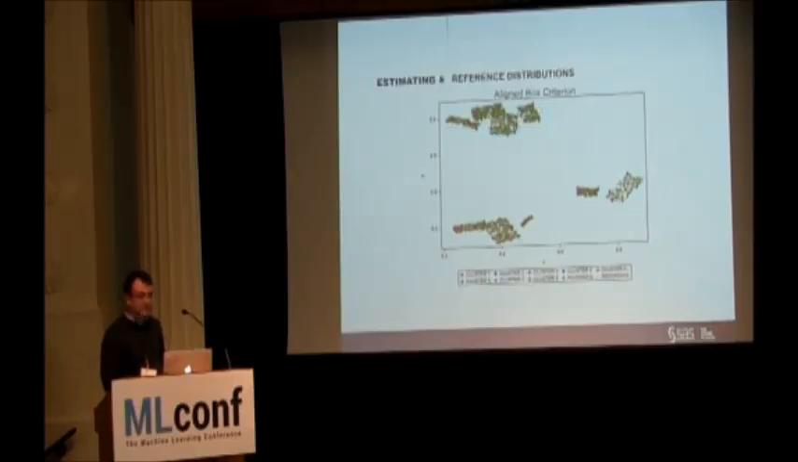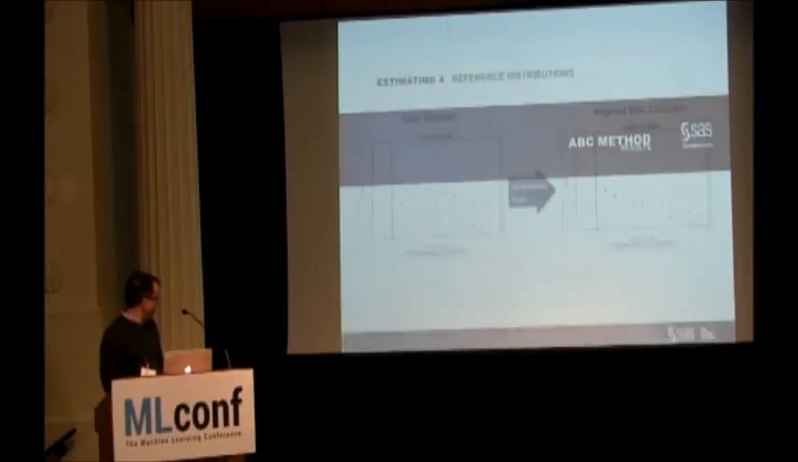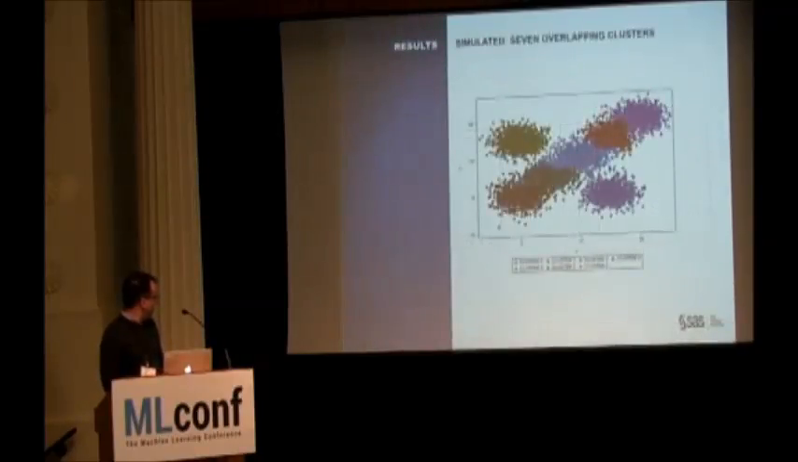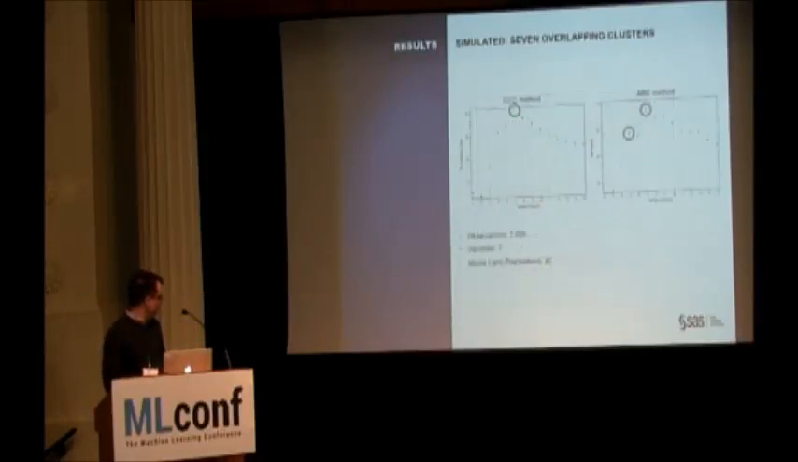Right, but this is a toy example. So let's get into some more challenging examples. Seven overlapping clusters. And here, basically, they perform a lot more similarly, but again, the ABC tends to have a couple more obvious maxima.